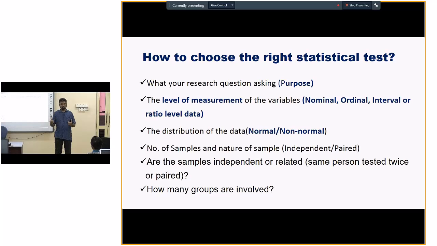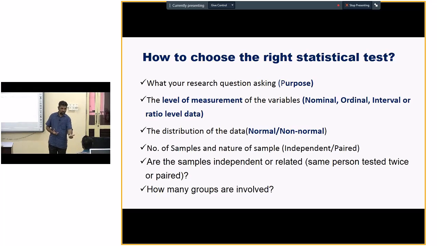In the previous one, we had the performance before the training program and the performance after the training program, right? Then these two are interrelated. Now I ask the same question of the same person: what is your performance before the training program and after the training program? The performance relates to the same person, right? That is called interrelated or related sample. That is the difference between independent and related or paired.